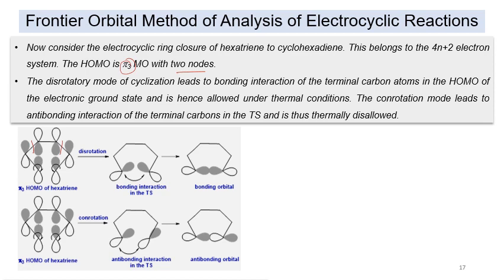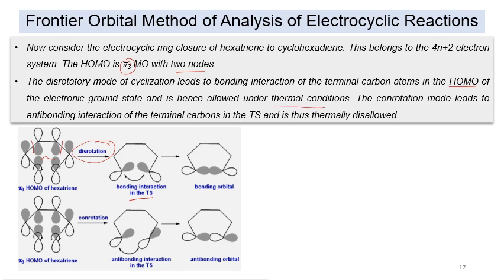All right, let's now try to see what happens when we do a disrotation. That means we are moving this orbital inwards, we are moving this orbital inwards, and there is a bonding interaction in the transition state. Therefore, in the ground state electronic configuration, the disrotatory mode of cyclization leads to a bonding interaction at the terminal carbon atoms in the HOMO. And therefore, obviously, it will be thermally allowed.